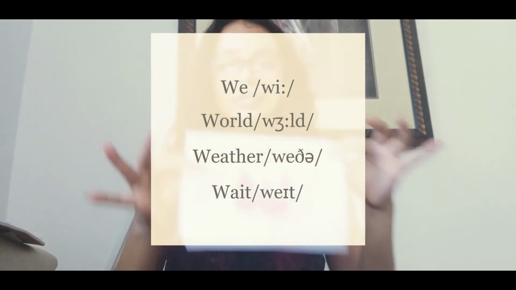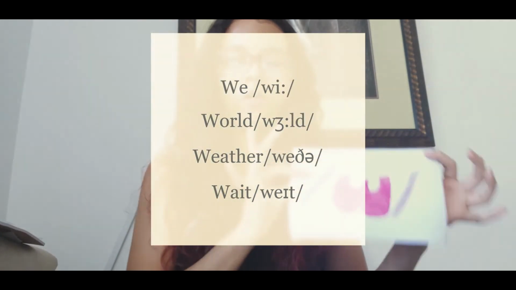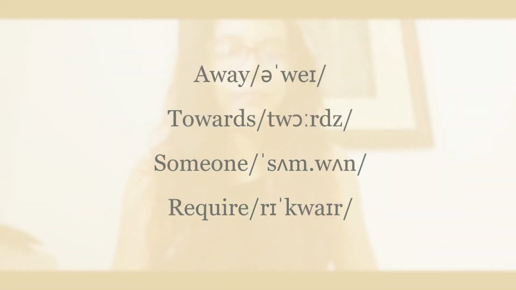Okay, now that we've talked about how to do the bilabial consonant, which is this one, let's try with some examples. At the beginning of the word, for example, are these words: we, world, weather, wait. These words have this symbol and this sound at the beginning. Okay. Now let's go with the words that have this sound in the middle. For example, away, towards, someone, and require.